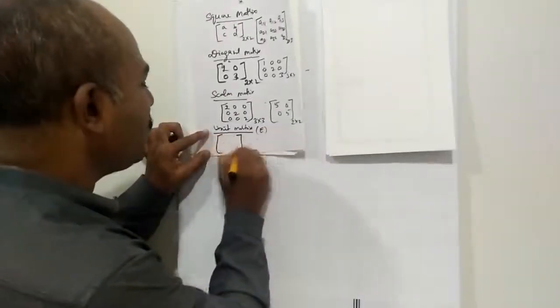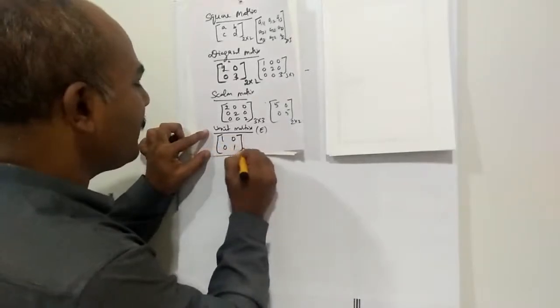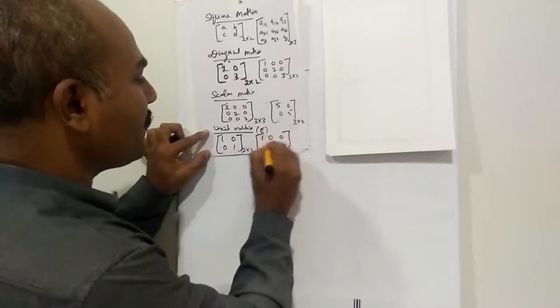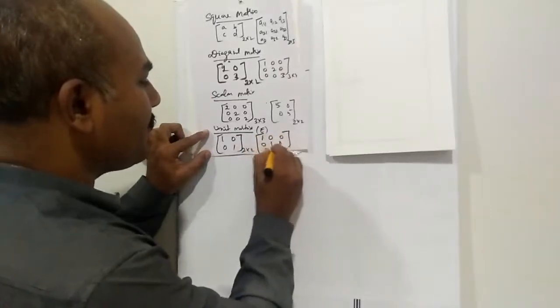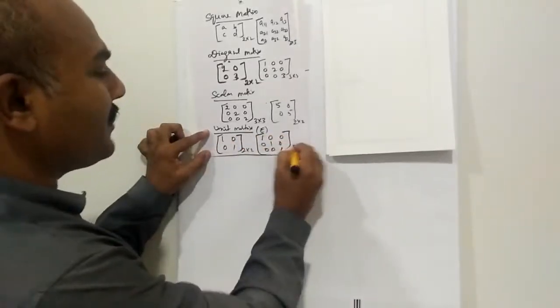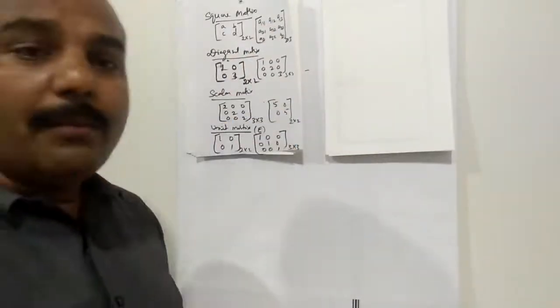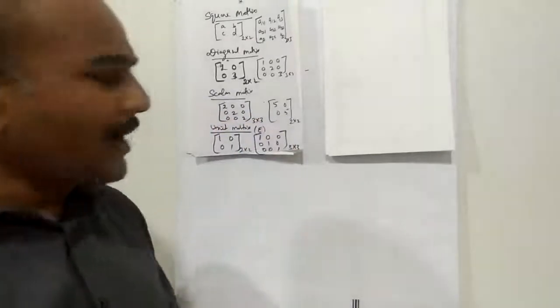When you go for the order 2 into 2: 1, 0, 0, 1. This is of the order 2 into 2. When you go for the order 3 into 3: 1, 0, 0, 0, 1, 0, 0, 0, 1. This is of the order 3 into 3. So these are the basics of the different types of matrices.